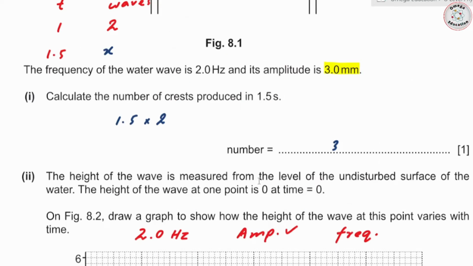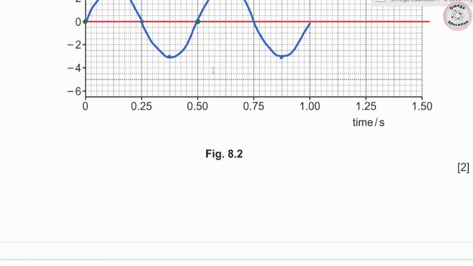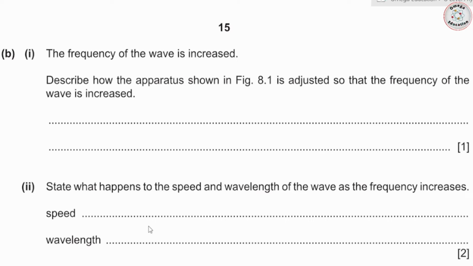Now let's take a look at the figure that they are referring to. It is figure 8.1. So the waves, you see, are being produced with the help of this wooden bar, which is attached to a rubber band. And then you have a rod, then you have a cane here, which we might be moving up and down in the water to produce the water waves. So how do we change the frequency? How do we increase the frequency?